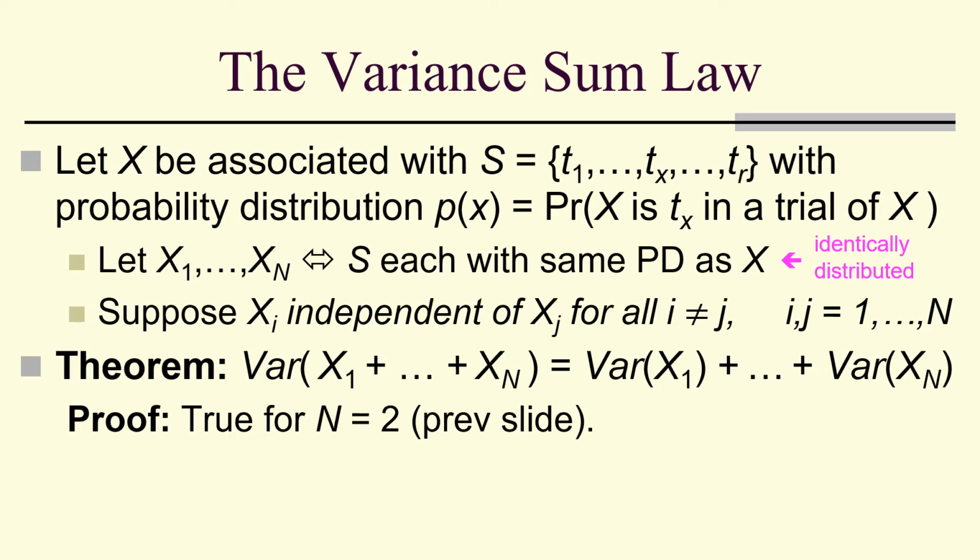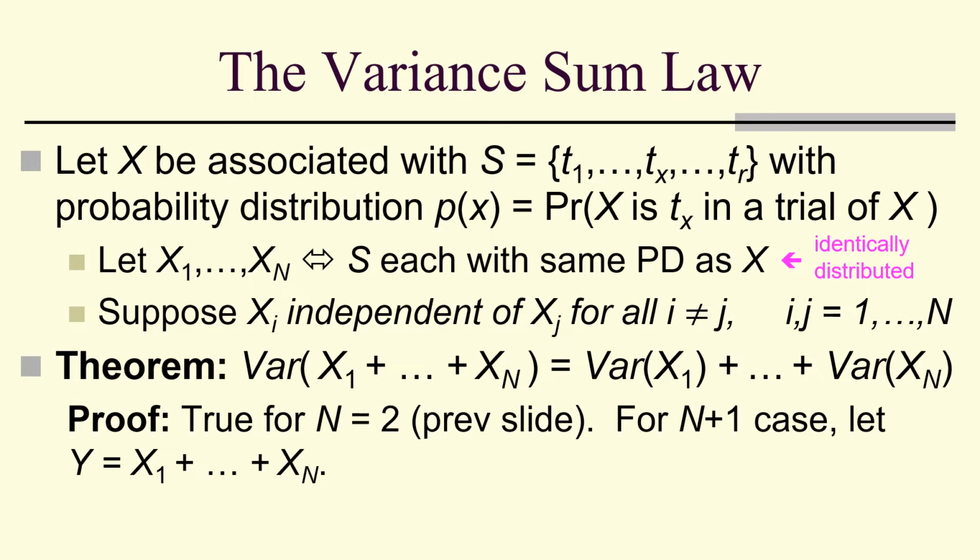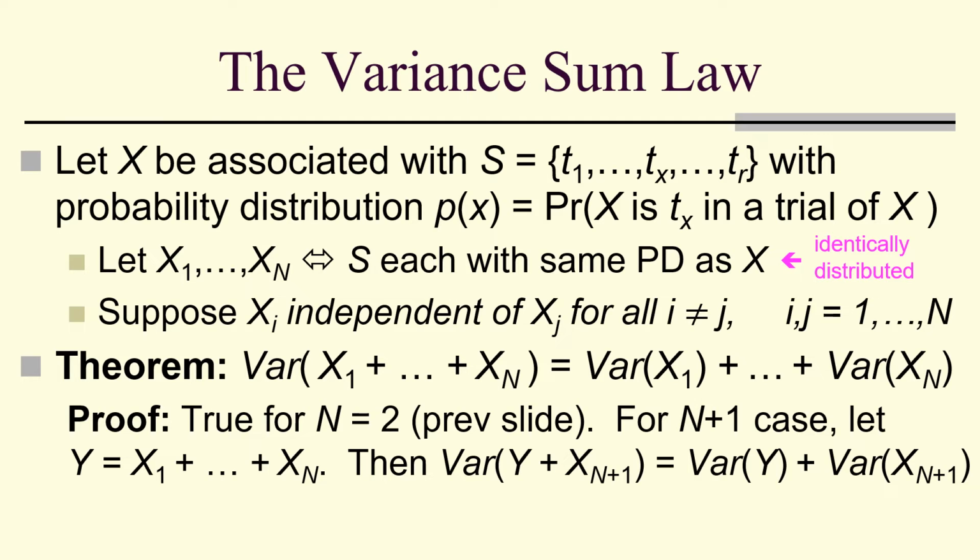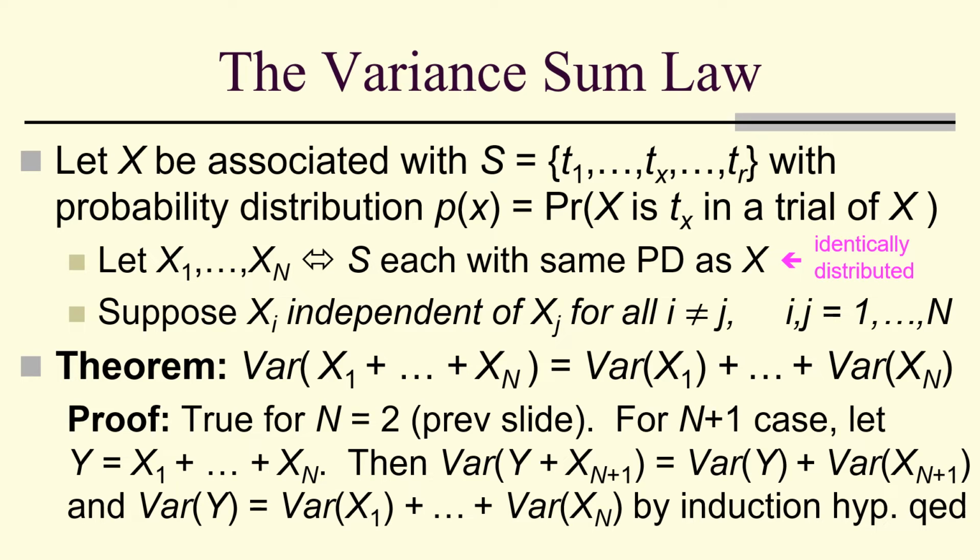To prove it, we notice it's true for n equals 2. That's the previous slide. For the n plus 1 case, we let y be equal to x1 plus up to xn. The variance of y plus xn plus 1, well, y is independent of xn plus 1 because all the x1 up to xn are independent of xn plus 1. So we get from the previous slide the variance of y plus the variance of xn plus 1. But the variance of y is, by the induction hypothesis, the sum of those variances.